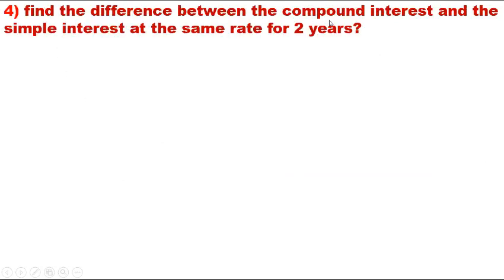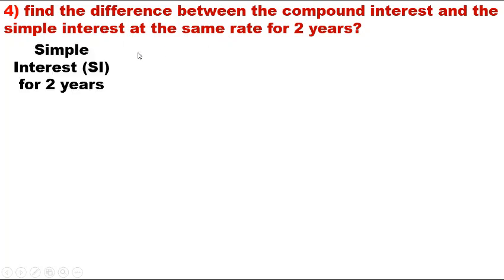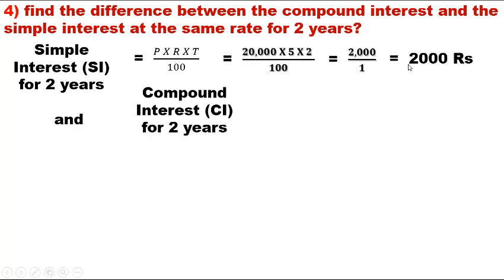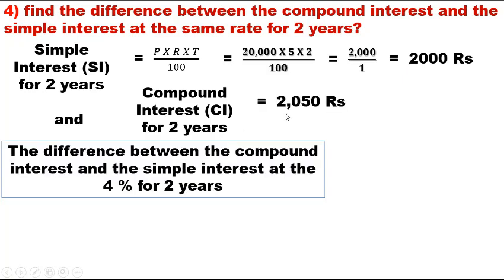Fourth, find the difference between the compound interest and the simple interest at the same rate for the 2 years. Simple interest for the 2 years is equal to P into R into T divided by 100, which is equal to 20,000 into 5 into 2 divided by 100, which is equal to 2,000 rupees. And the compound interest for the 2 years is equal to 2050 rupees.